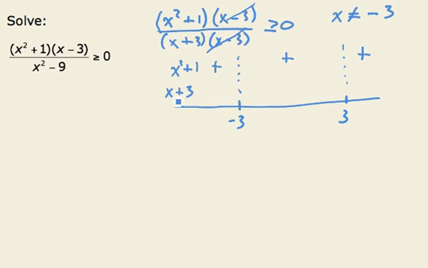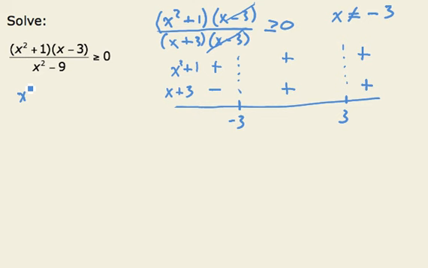X plus 3, however, we're going to see changes sign. If x is to the left of minus 3, say it's negative 4, then x plus 3 is negative. If x is between minus 3 and 3, a number like 0 or 1, x plus 3 is positive. And to the right of 3, if x were, say, 5, x plus 3 is still positive.